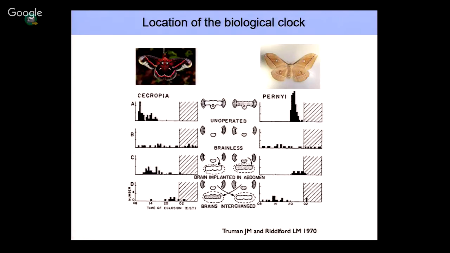So they transplant the brain from the left animal to the right, and the right one to the left, and their eclosion times become reversed. So this is a very good example to show that the brain is the primary master manipulator that controls the whole body clock.